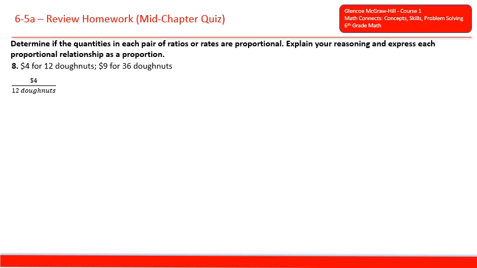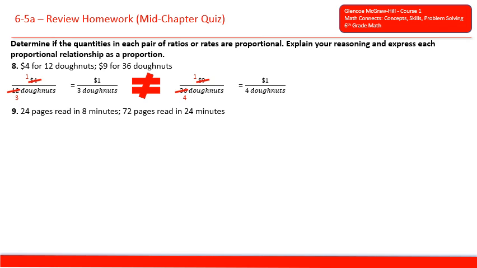So if we have the ratio $4 for 12 donuts, we can simplify that by finding the greatest common factor of the numerator and denominator. So 4 will go into 4 once, 4 will go into 12 3 times, so we end up with $1 for 3 donuts. Now if we look at $9 for 36 donuts, we can see that 9 will go into 9 once, and 9 will go into 36 4 times, which gives us a ratio of $1 for 4 donuts, and those are not equal.